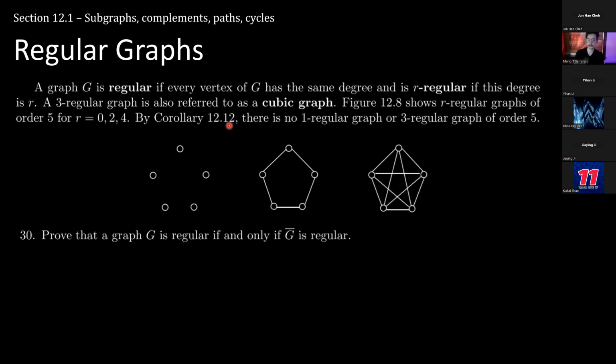So there's an intuition that can be had here. How could you go about proving that a graph G is regular if and only if its complement is regular? What kind of mental picture does this provide? Try to visualize it for a second. Why is this true? Why is this true?